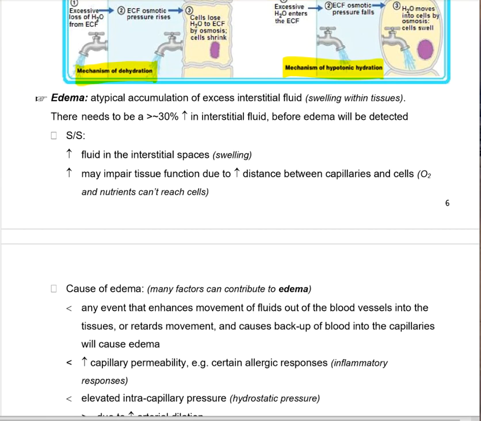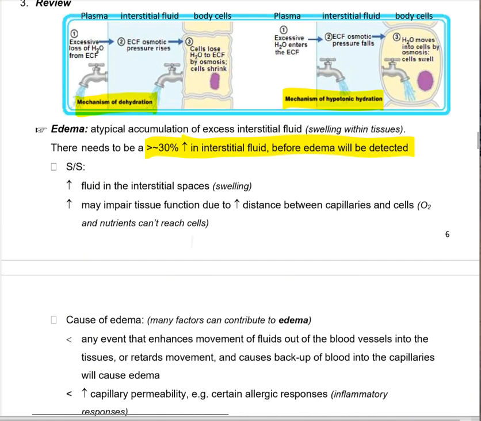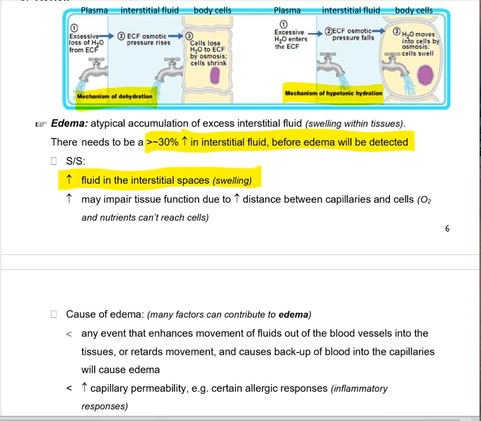This is all review from when we looked at capillary dynamics, and this is the same thing as what I was talking about here about having too much water. We get too much fluid in the interstitial spaces, which swells them, and this may impair tissue function due to the distance between the capillaries and cells. Oxygen and nutrients can't reach cells as quickly. They probably will reach them eventually, but not as quickly as they should, and the cells can be impaired.